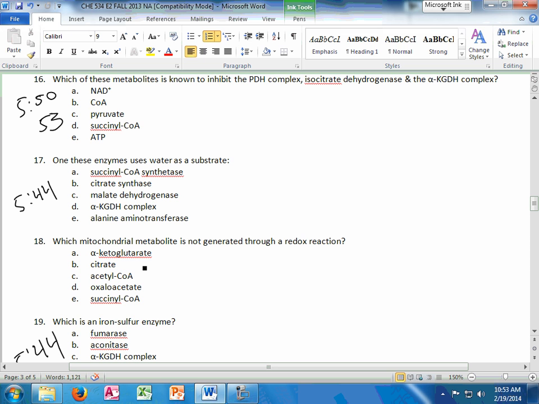Which of these metabolites is known to inhibit the PDH complex and reactions 3 and 4 of the Krebs cycle? So make sure you know these 2 slides really well. This is the PDH, and this is the Krebs cycle regulation. Remember, the point of all of this is to make ATP. So if you already have ATP, it's going to slow things down.